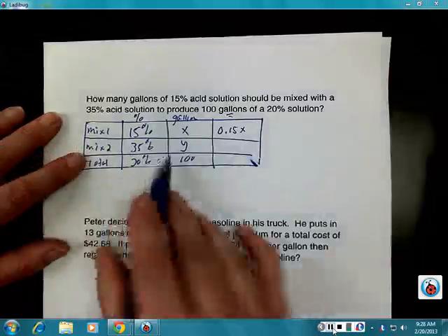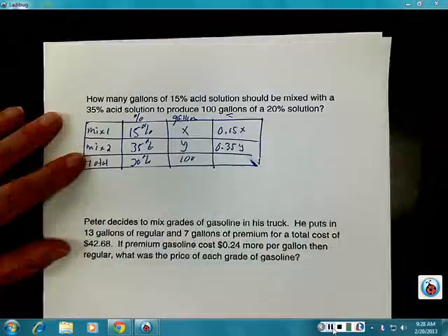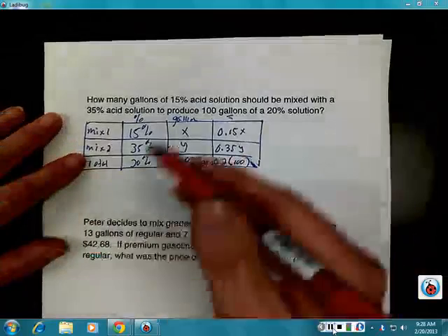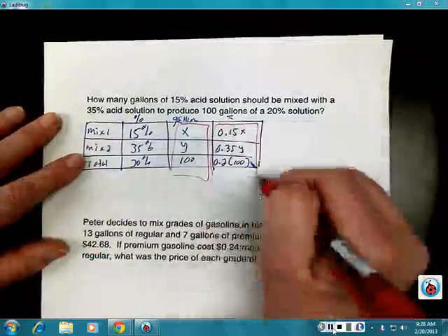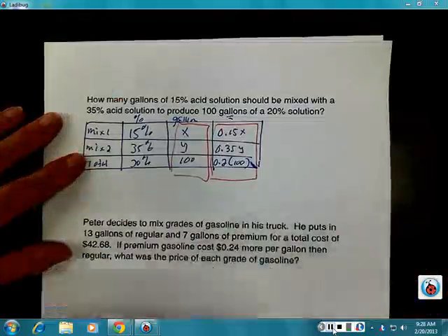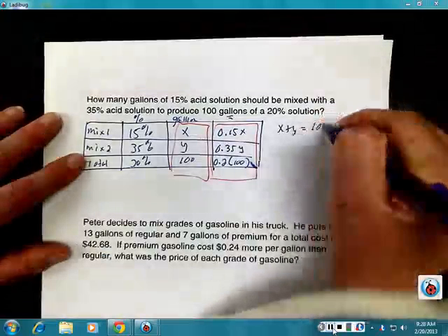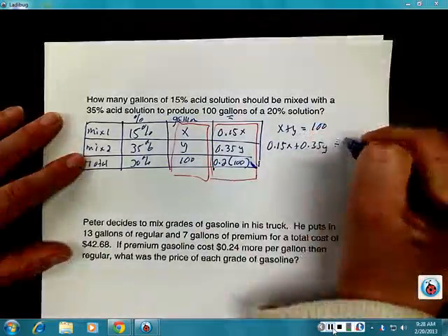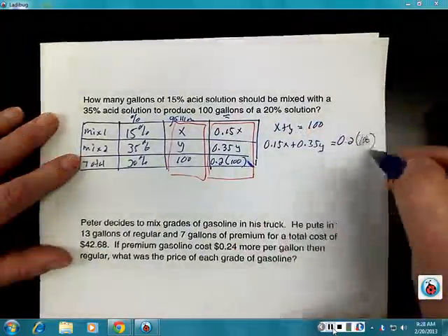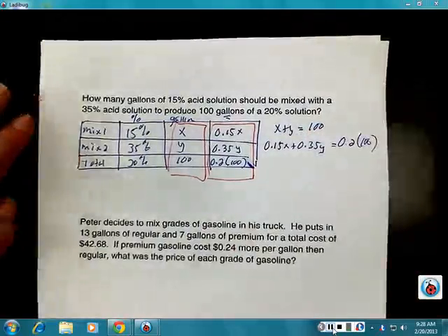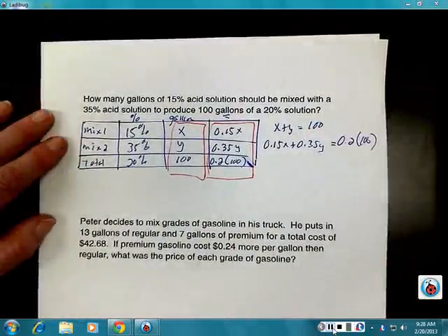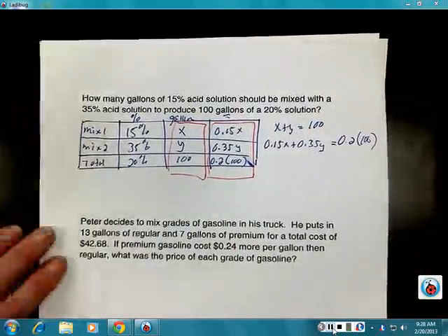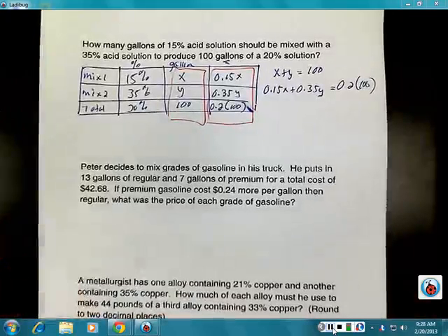And so then, what do I get? Well, 0.15 times x is 0.15x. 0.35 times y is 0.35y, and 0.2 times 100. So again, my 2 equations, one's here, the other one is where my equals is at. So the 2 equations are x plus y equals 100, and 0.15x plus 0.35y is equal to 0.2 times 100. Okay or not okay? Okay. Good deal, as long as we can get them in the right spots.